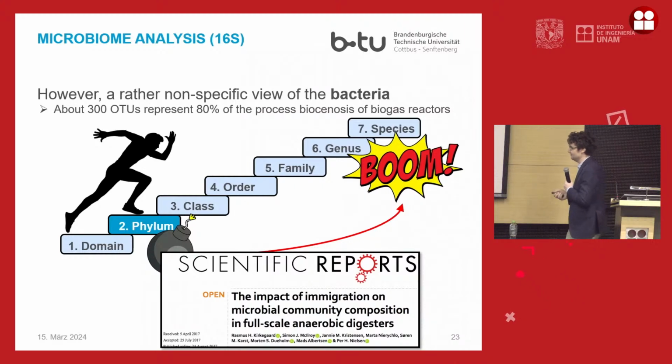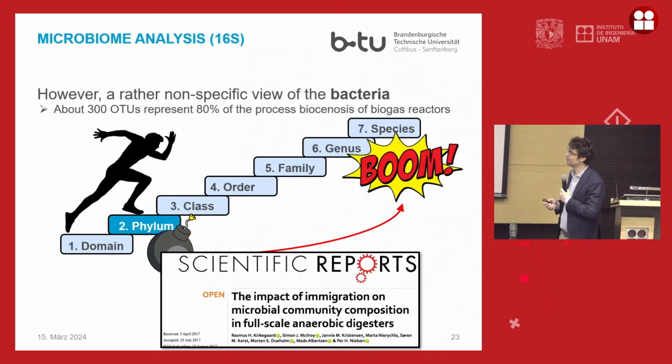There's an interesting article. It's not too old. The impact of immigration on microbial community composition in full-scale anaerobic digester plants. And they wanted to analyze the core microbiome. And they found that there are 300 OTUs. What's an OTU? Has anyone heard OTU before? It stands for Operational Taxonomic Unit. And an operational taxonomic unit refers to sequences which have a similarity of 97%.